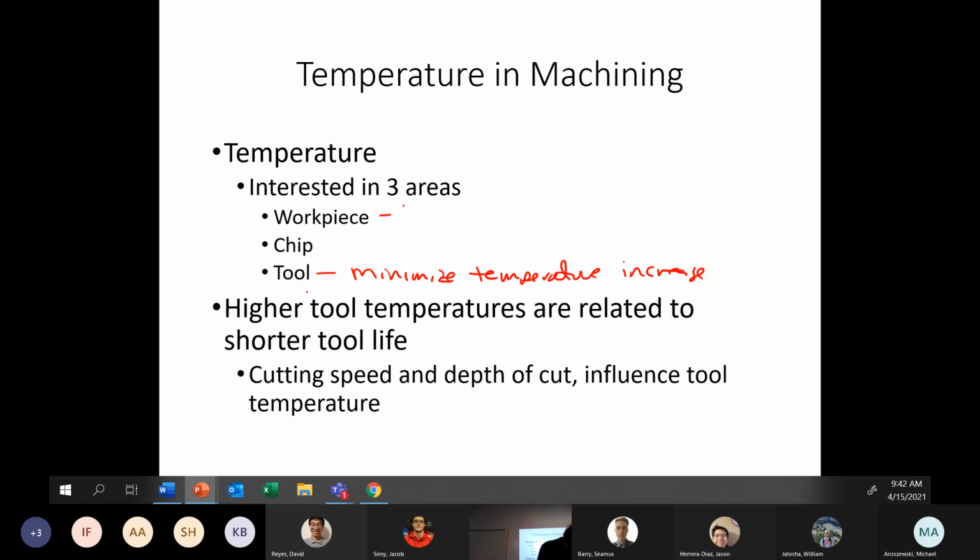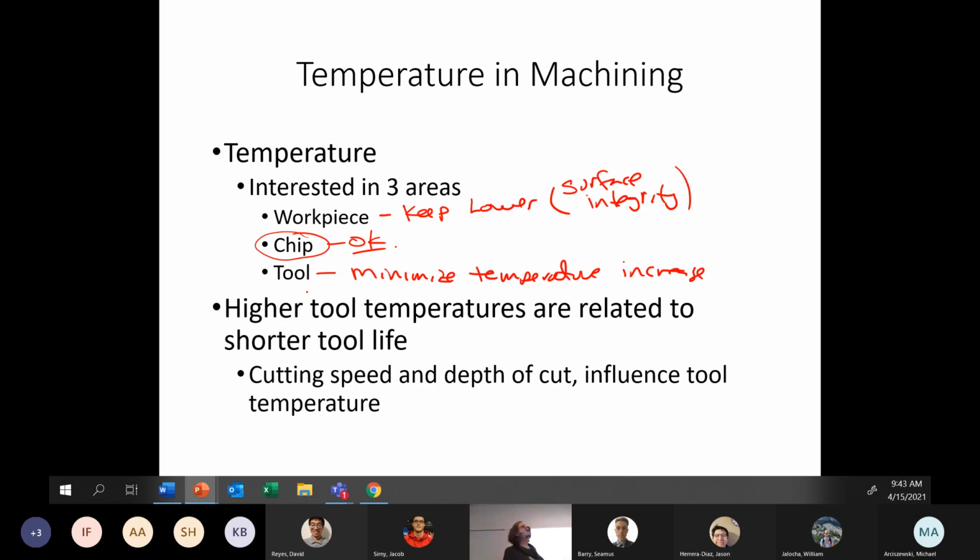We would like to keep this lower, and again, this is due to what we'll call surface integrity, because we don't want to start heat treating our surface. It is okay if the chip gets hot. So if we could send all that thermal energy into the chip, we can. We would like that.